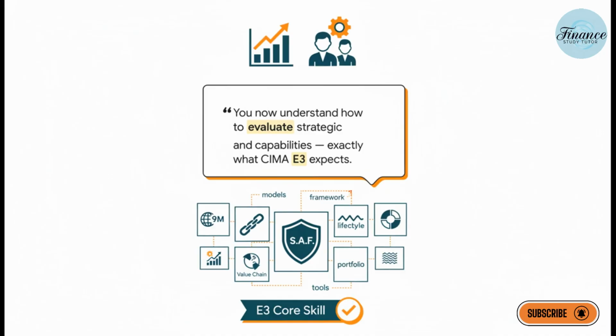You now understand how to evaluate strategic options using resources and capabilities, exactly what CIMA E3 expects. You've got the models, like the 9 M's and the value chain, to properly analyze a company's internal position. You have the life cycle and portfolio tools to understand the bigger market context. And most importantly, you have the SAF framework to tie it all together into a coherent, powerful, and well-justified strategic recommendation. Honestly, this is the core skill for E3.